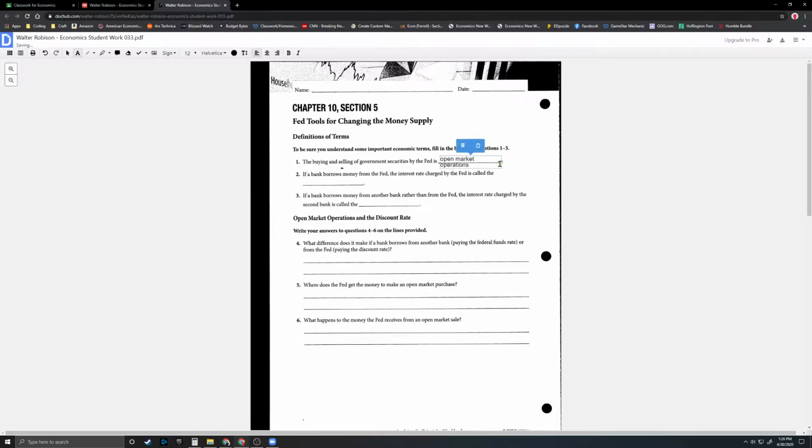All right. Next question. 2, if a bank borrows money from the Fed, the interest rate charged by the Fed, what's it called? It's not just called interest rate, it's called a discount rate. Question 3, if a bank borrows money from another bank rather than from the Fed, which they can do, the interest rate charged by the second bank is called what? And that's called the federal funds rate. Okay, boom.